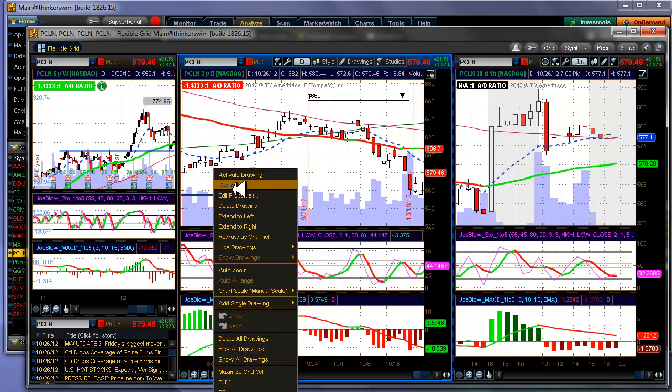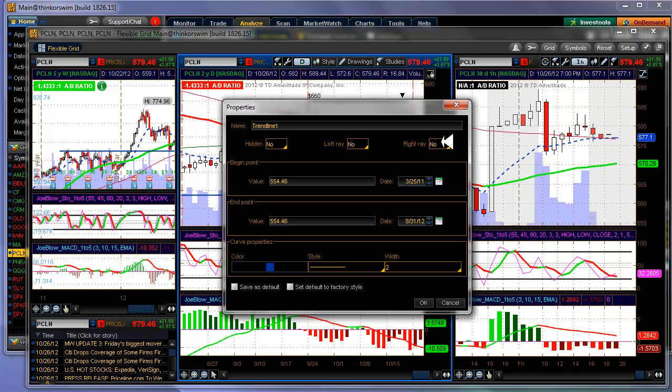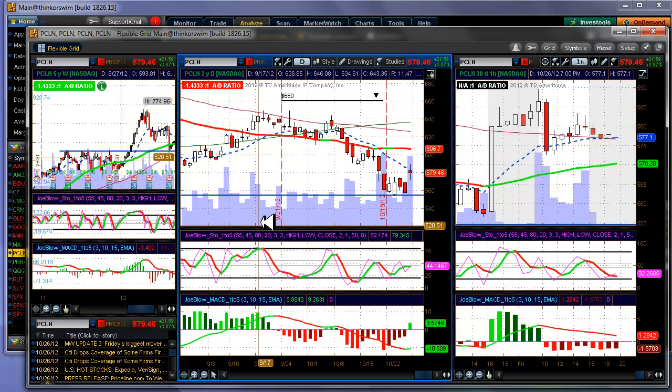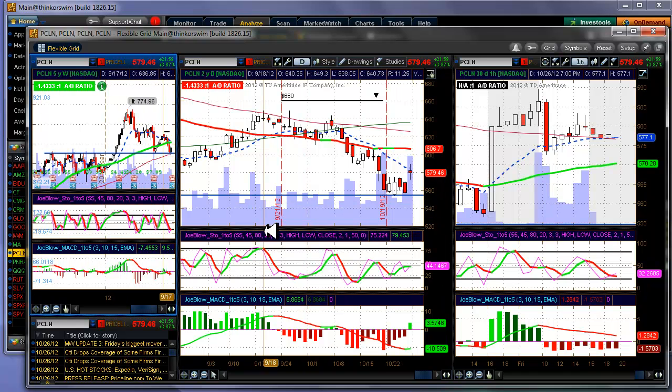So I'm going to edit the properties on this drawing, and I'm going to say give it a right ray. Right ray. And, well, lo and behold, there is some serious support there, isn't there, ladies and gentlemen? Here it was resistance. Boing, boing, boing, boing. Smash through, come back down, test, test.